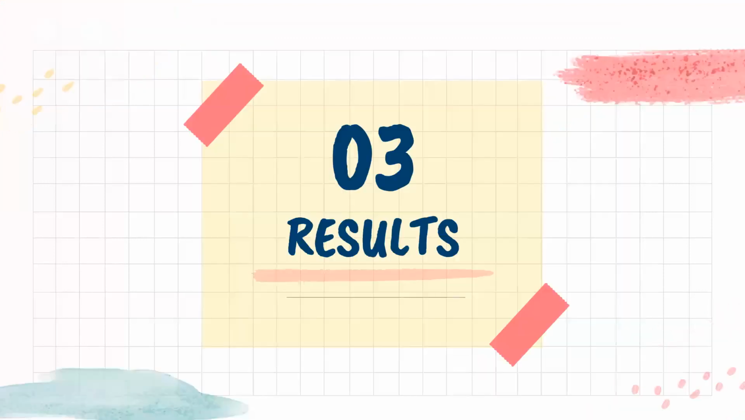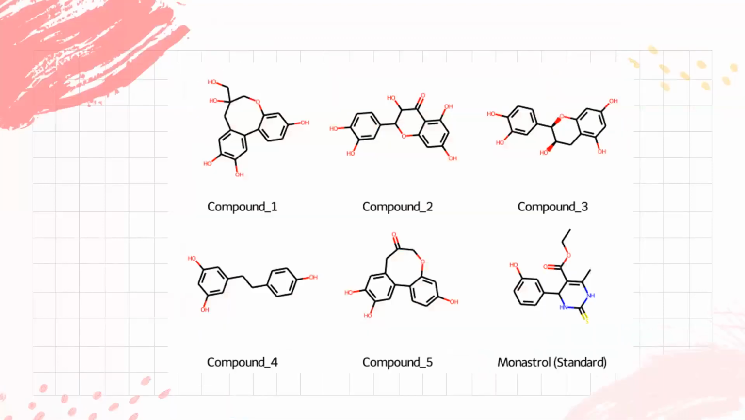Okay, the results. The first result we should show now is this figure of the best compounds from the traditional Chinese medicine compounds. Remember, we started with over 2,500 compounds. So compound 1, 2, 3, 4, 5, these are the best compounds. And this is monastrol. Monastrol is just there. This is the standard drug.